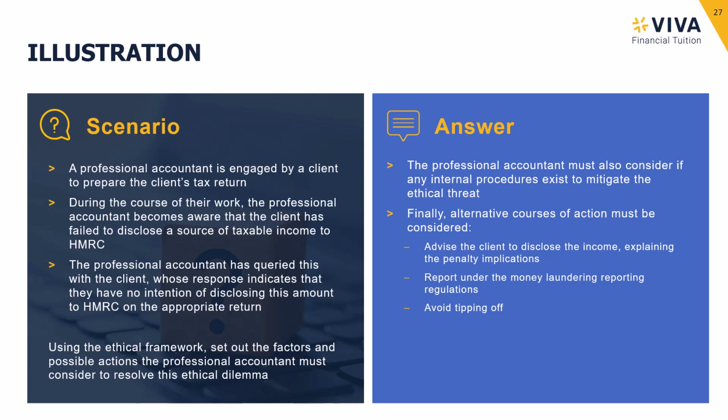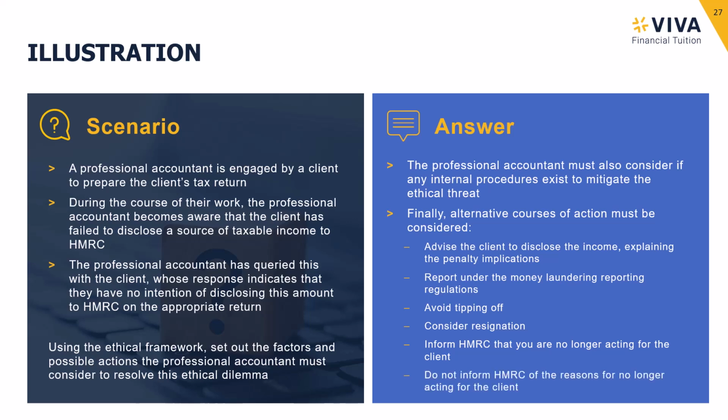If the ethical threats are so high, then the professional accountant in this case would consider resigning from the client. As we said, HMRC need to be informed that the professional accountant can no longer act for that client. But importantly, due to confidentiality, the professional accountant would not be able to inform HMRC for the reasons for no longer acting for that client.